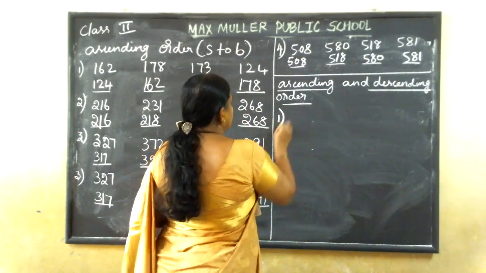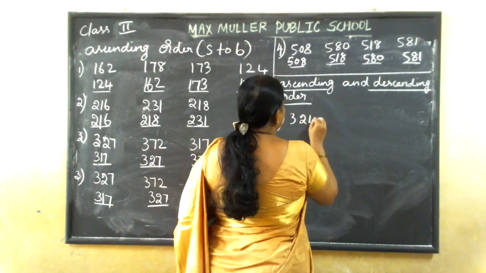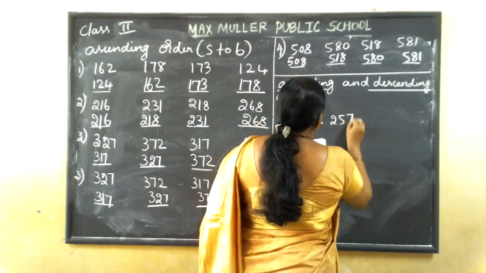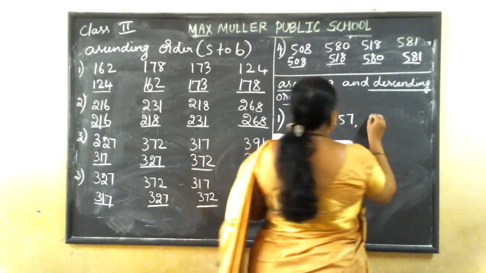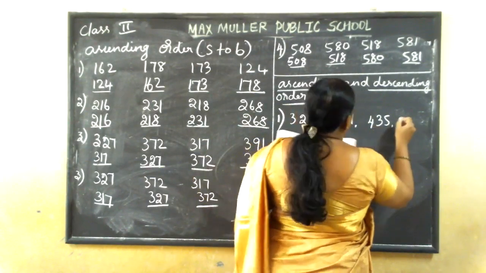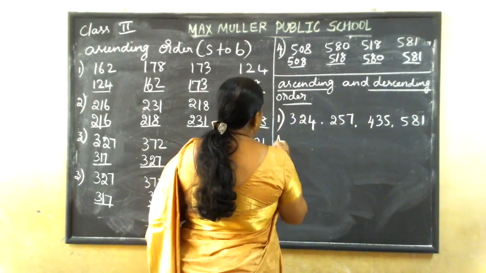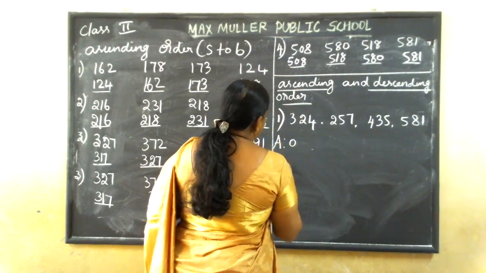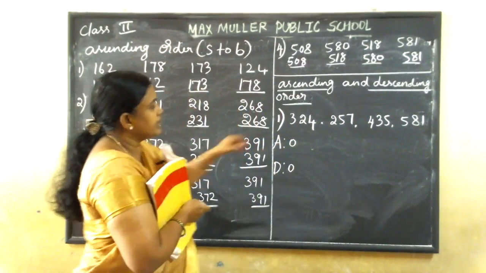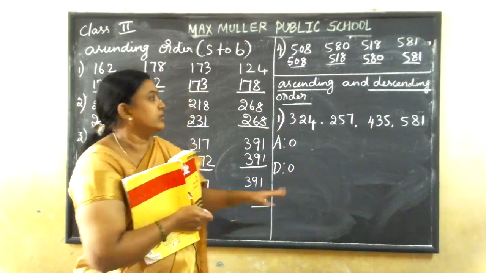First one, 324, 257, 435, 581. Ascending order. First we will write ascending order. After we will write descending order. Understood, children? For this number you want to write ascending order also, descending order also.